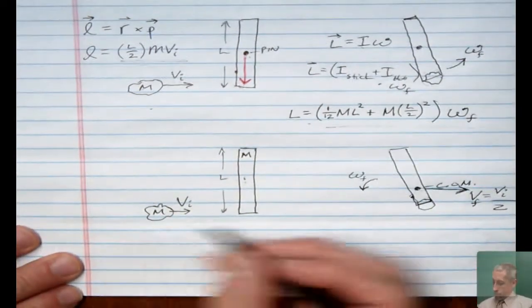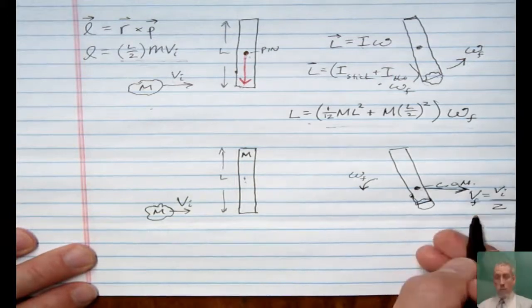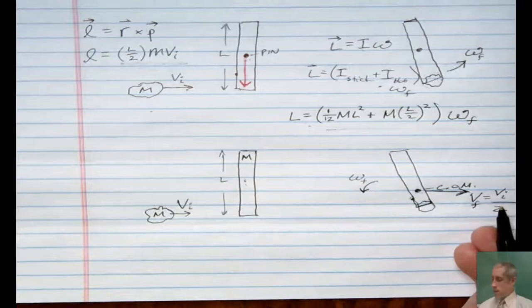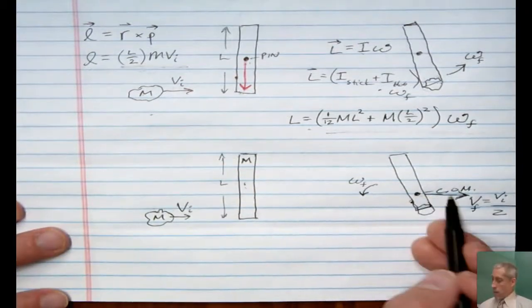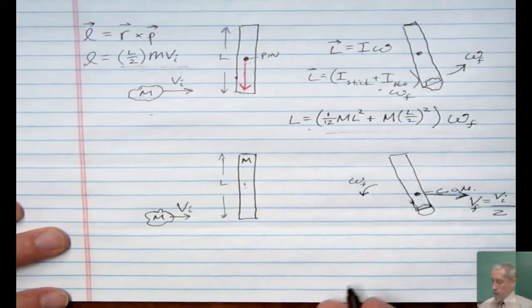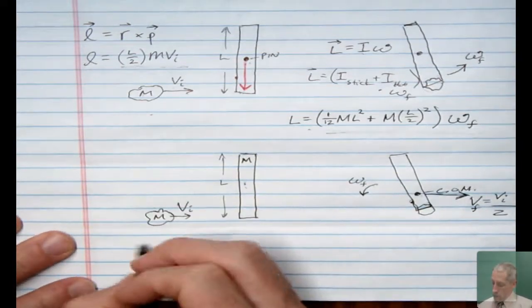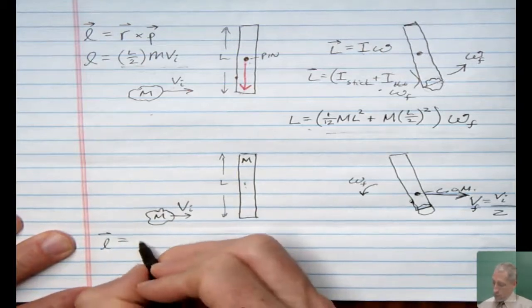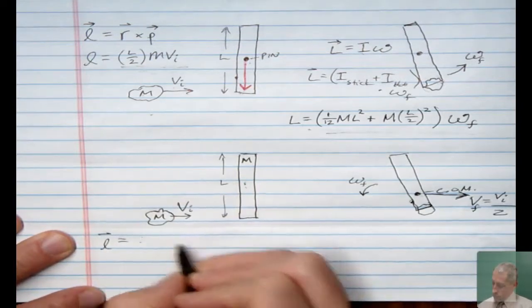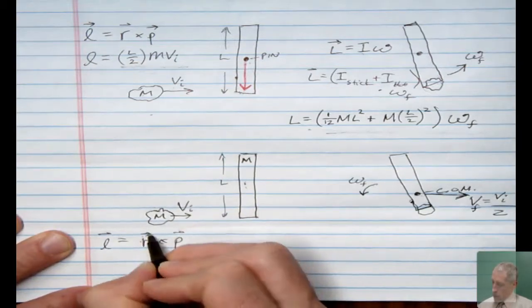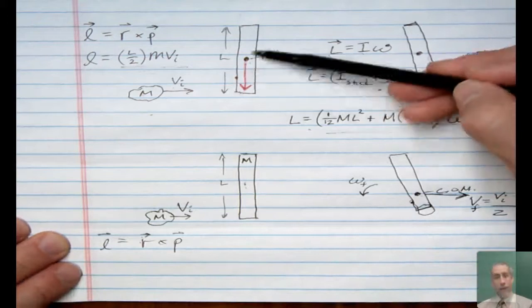So again, I kind of did the linear momentum already because it was pretty trivial. You just end up with half the speed at the end. But that's how fast the center of mass is moving. All these other pieces are also spinning around that center of mass. So we would have to do the same kind of thing where we describe the angular momentum beforehand as r cross p. But now the r is not going to be half the length.